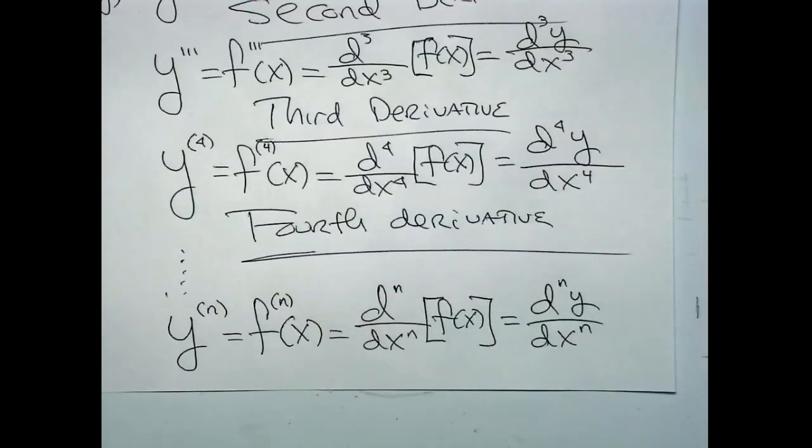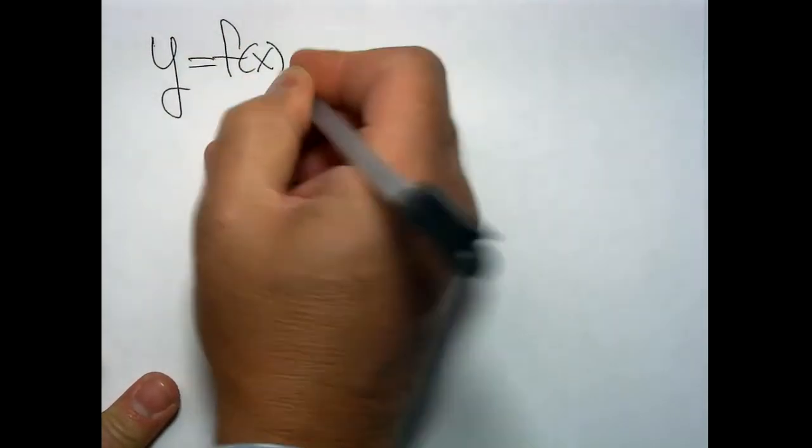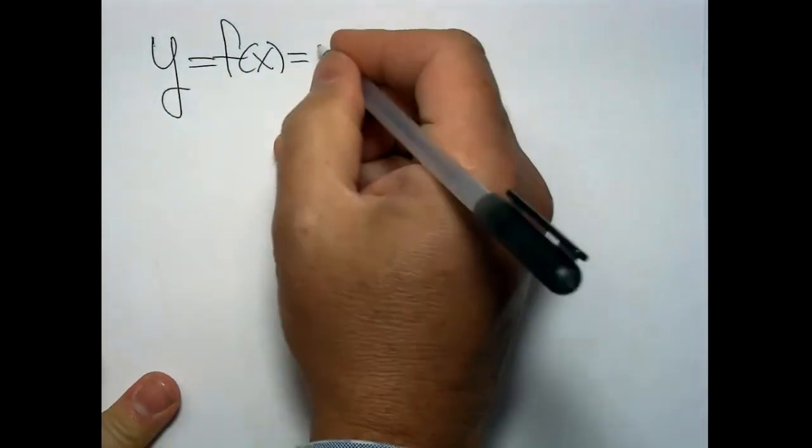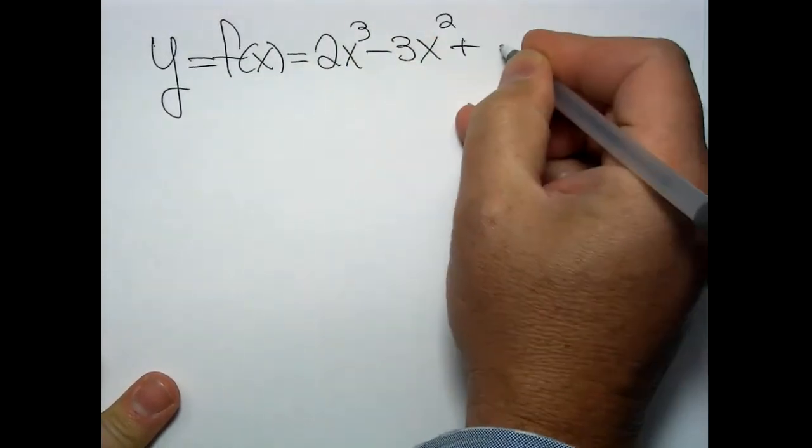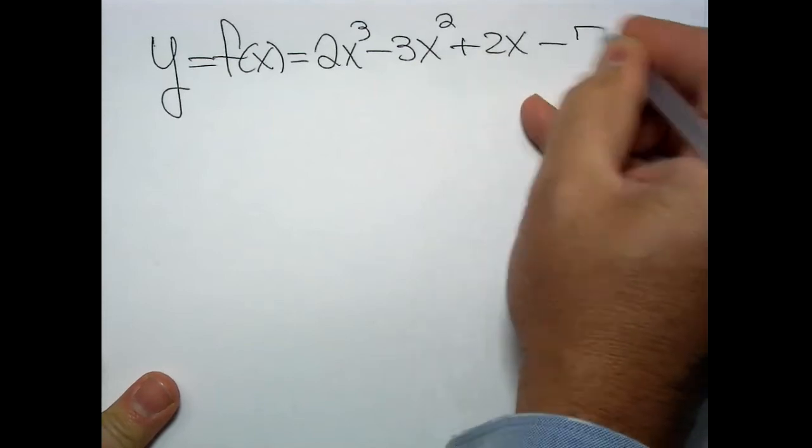Let's take a few successive derivatives. Let's get to those second and third and fourth derivatives. So if I had a function y equals f of x, and that function was 2x cubed minus 3x squared plus 2x minus 7. How's that?